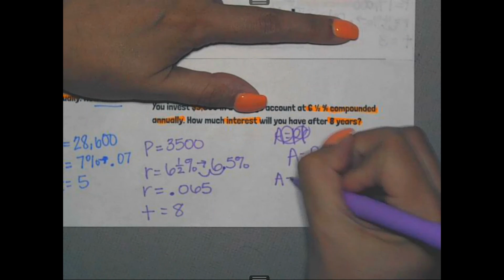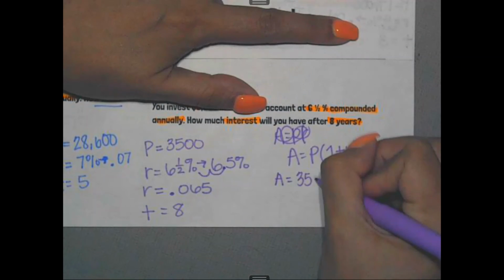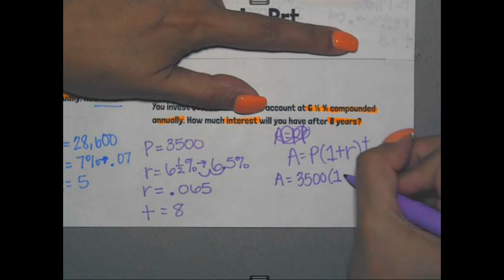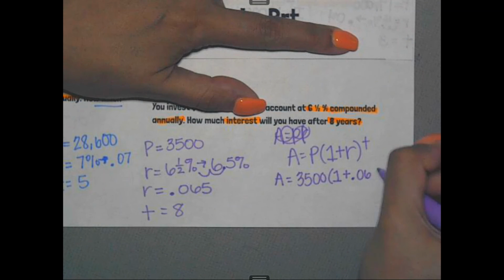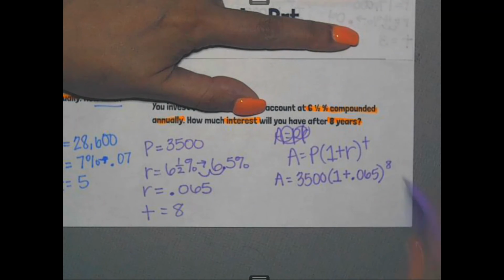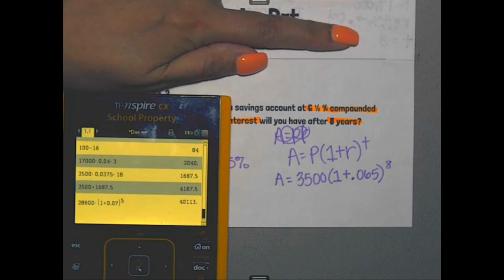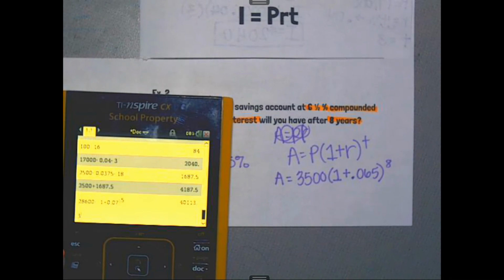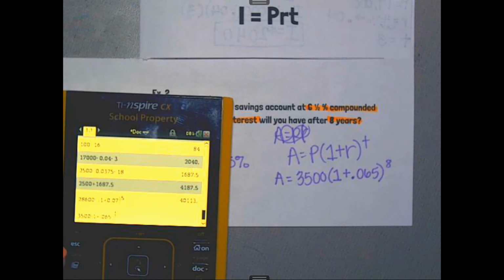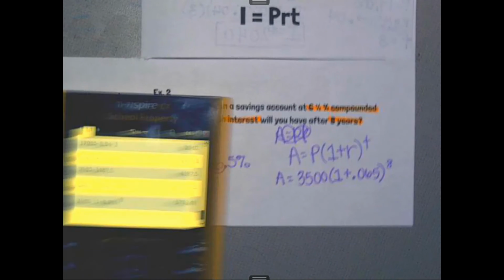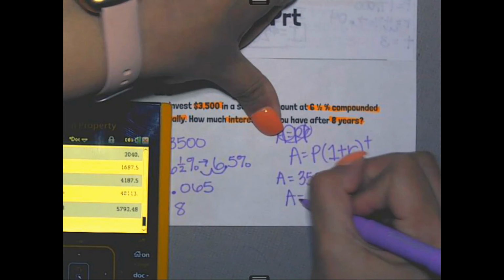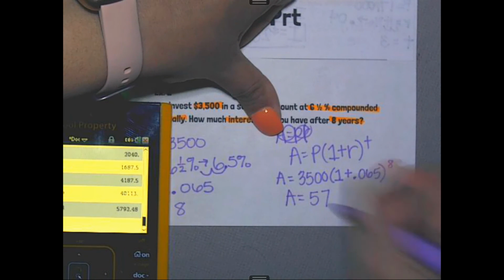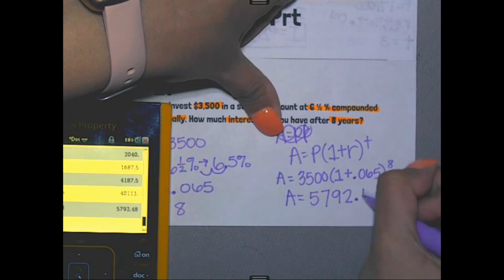So A equals 3,500 times 1 plus 0.065 to the 8th power. Hopefully this looks a little better this time. 3,500 times 1 plus 0.065. Again, go outside of the parentheses and you're going to do the arrow up button to get the 8. We click enter and A equals $5,792.48.